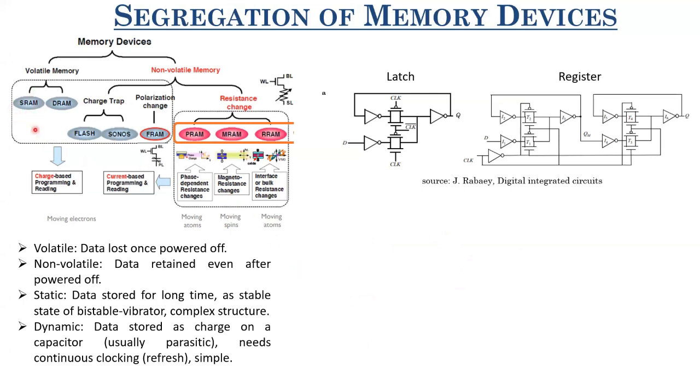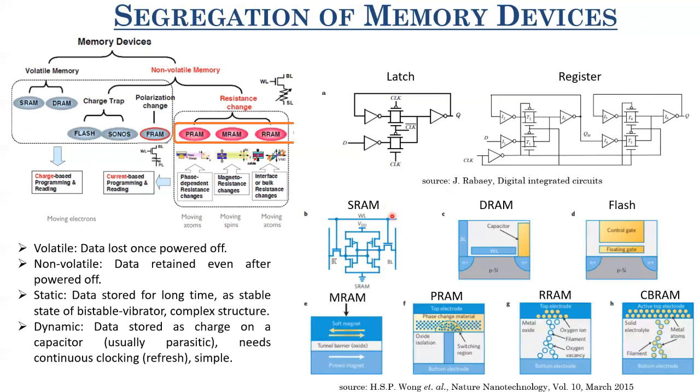So let us talk about SRAMs now. This was about registers. Let us talk about SRAMs now. So SRAMs typically consist of 6 transistors, where you have these access transistors. The data is stored as the values of charge in these nodes, and this is a cross-coupled inverter pair, which is nothing but a latch.